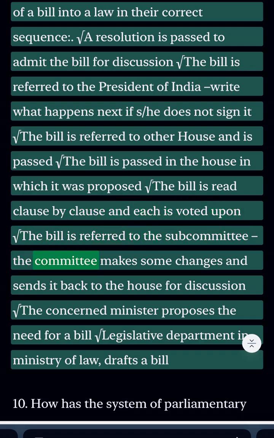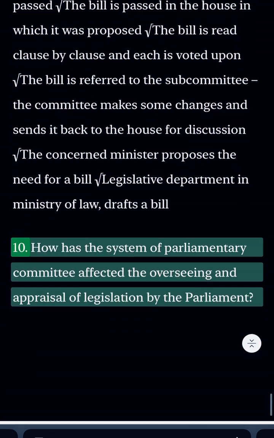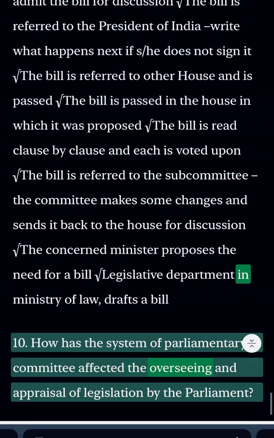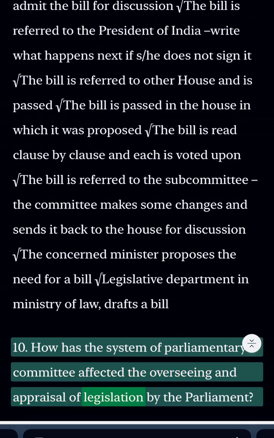The bill is referred to the subcommittee. The committee makes some changes and sends it back to the House for discussion. The concerned minister proposes the need for a bill. Legislative Department in Ministry of Law drafts a bill. 10. How has the system of parliamentary committee affected the overseeing and appraisal of legislation by the Parliament?